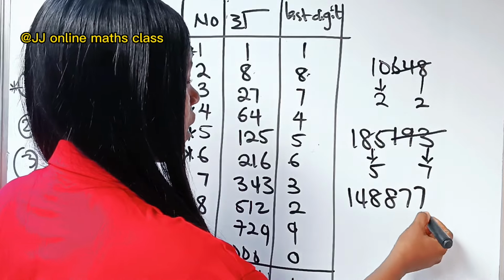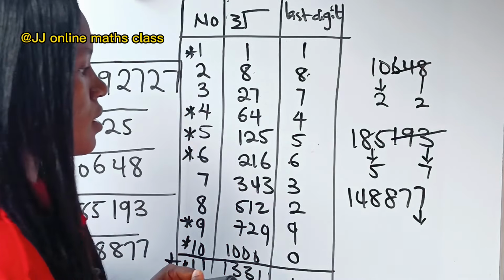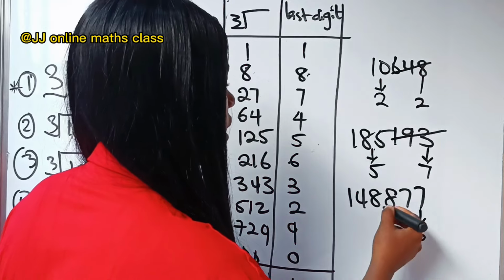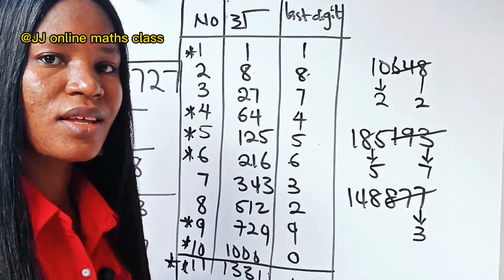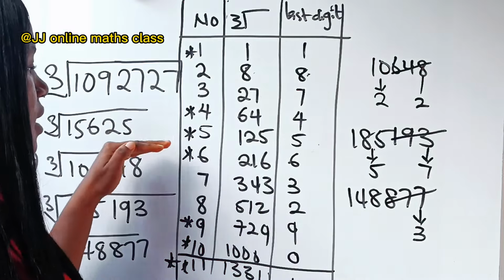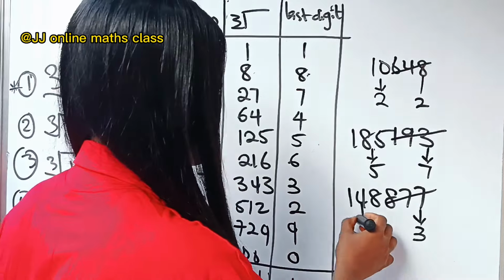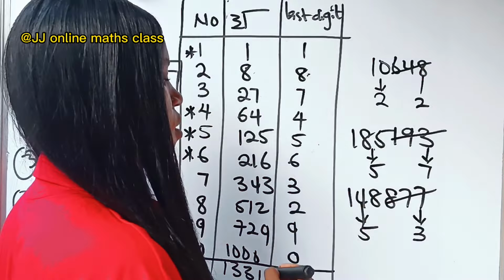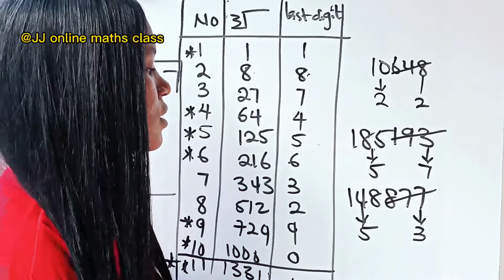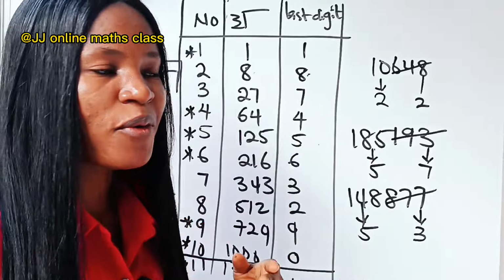Okay, now we have 148,877. The last digit is 7, so let's check. That should be 3, right? So we have 3. Then we are going to cancel out the last 3 digits, and we have 148. And when we check that, it's going to lie here, and that is 5. So it means that the cube root of 148,877 is 53.